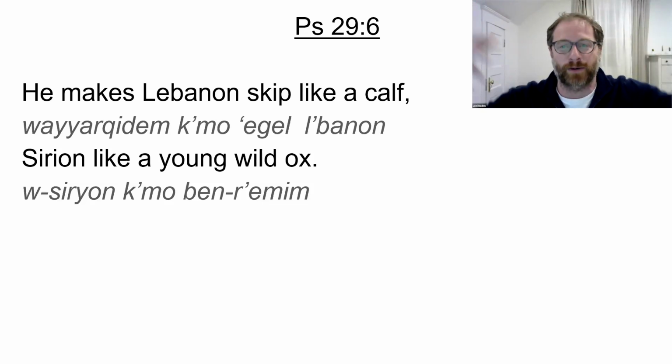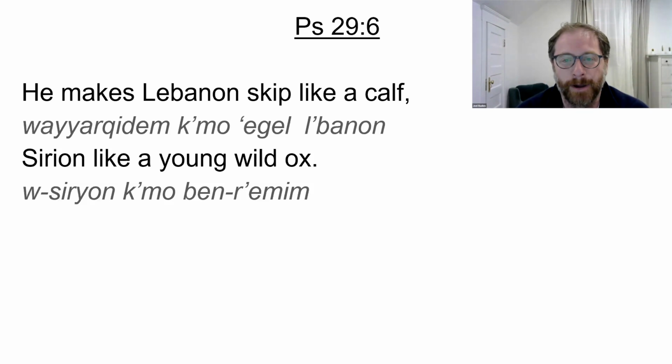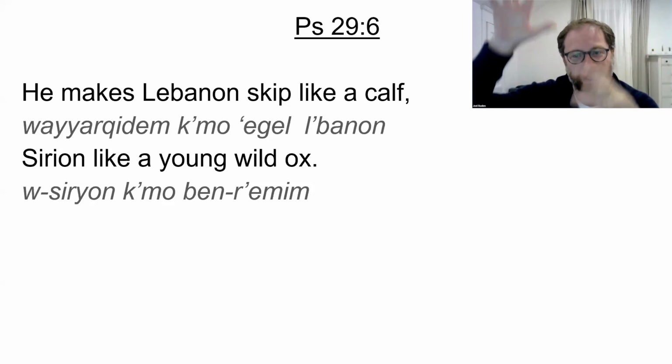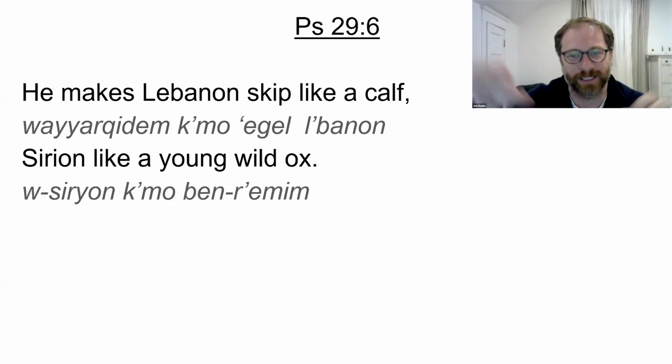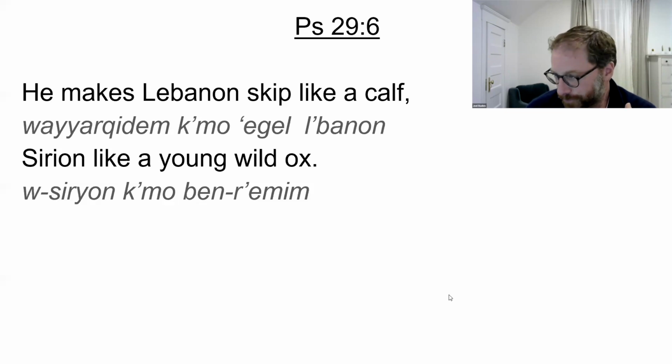These are these two great mountain ranges up north of Israel. And what are they doing? Like they're dancing, right? I think that what we have here with he makes Lebanon, the mountain range, skip like a calf and Sirion like a young ox. I think that what's being described here is the poetic expression of when lightning flashes and it looks like things are dancing as a result. I think that's what's being imagined here. These dancing mountains responding to Yahweh's awesome power.